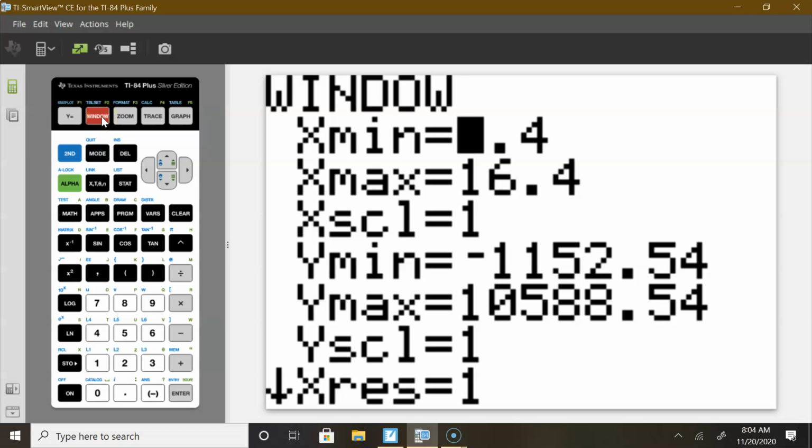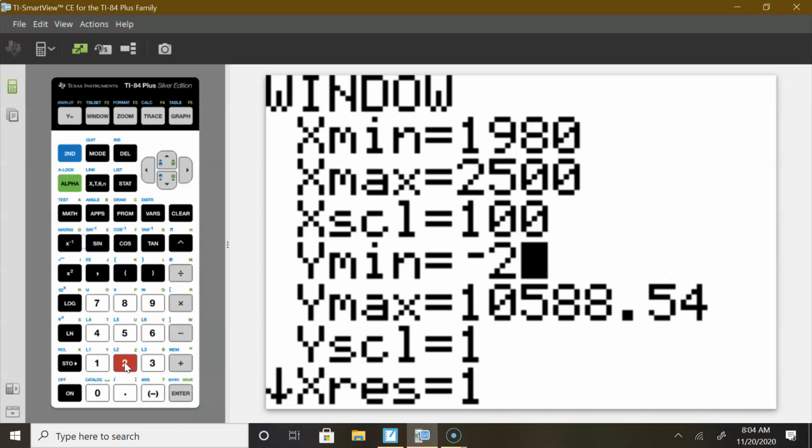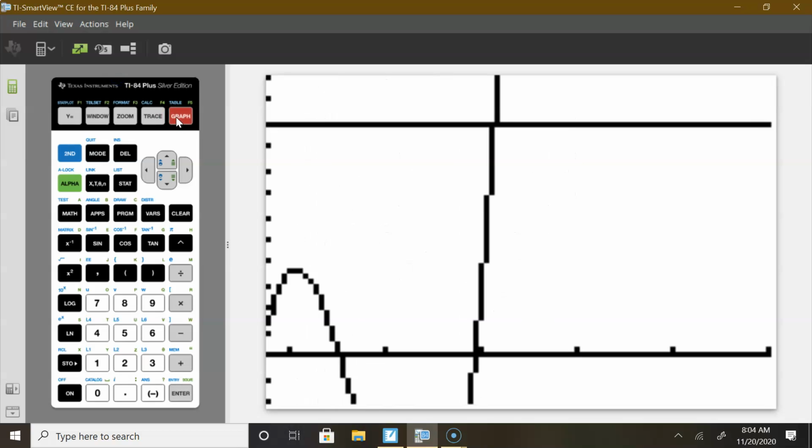So X goes from 1980, and then we're looking into the future, so let's go 2500 for a year. And we'll scale it by 100s. Now the Y min, I can just set as like -2, but my Y max, I want it to be like 12, because remember 10 is where all human life dies off. So now that I've got that all messed with, see my lovely little graph?